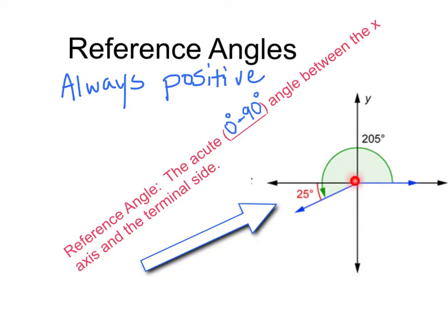And a quick way to find it, for this one, you would just say, okay, 205 is close to the 180 side of the x-axis. So you would do 205, take away 180. And that would be 25.